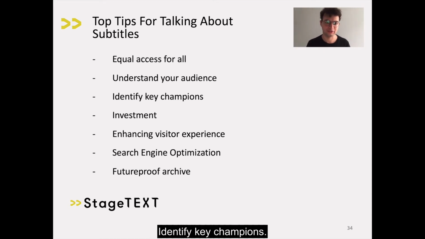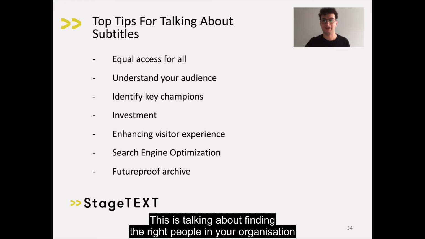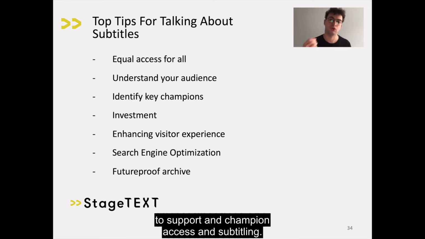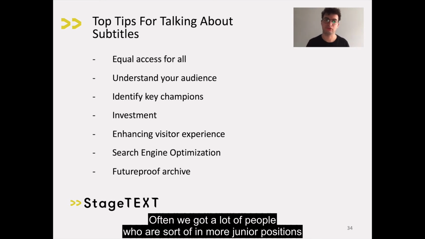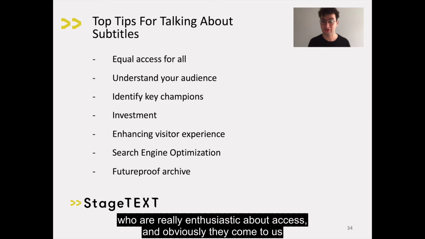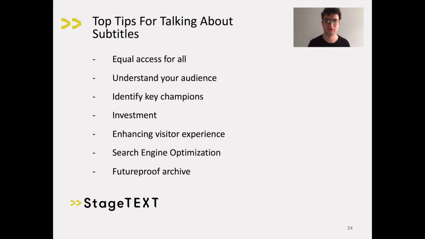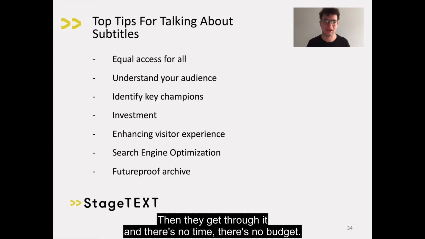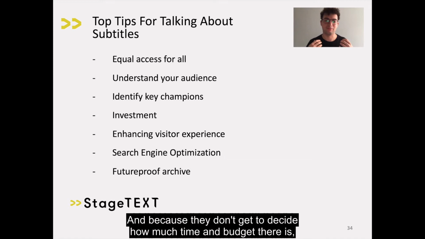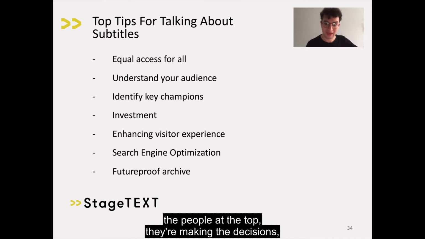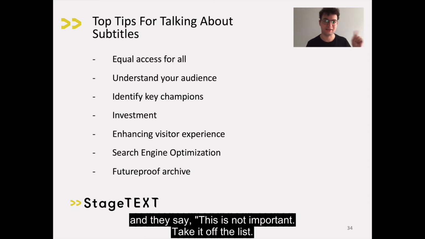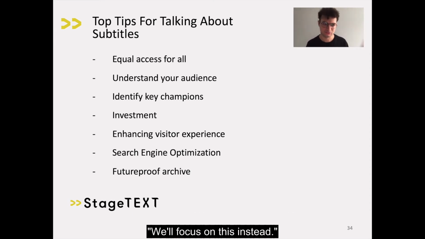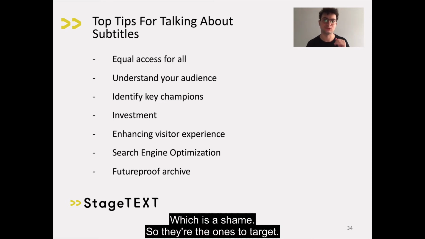Identify key champions. So this is talking about finding the right people in the organization to support and champion access and subtitling. Often we get a lot of people who are in more junior positions who are really enthusiastic about access, and obviously they come to us and they're really excited to do it, and that's great. Then we get to it and there's no time, there's no budget, and because they don't get to decide how much time and budget there is, the people at the top, they're making those decisions and they say, this is not important, take it off the list, we'll focus on this instead, which is a shame. So they're the ones to target.